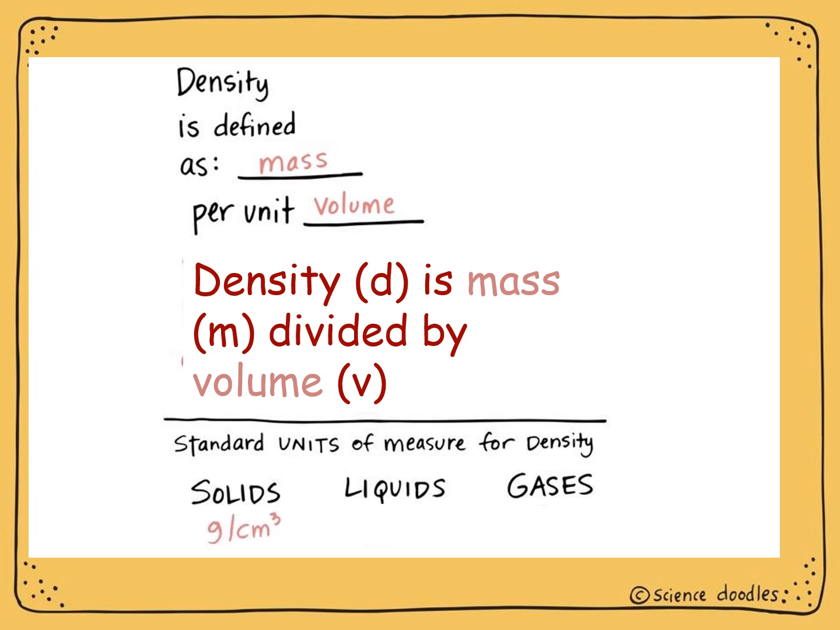Solids are always represented with grams over cubic centimeters. We can't pour a solid into a graduated cylinder to measure it. We have to find the volume a different way. Thus, it is represented in a different way. Volume of a solid object is always cubic centimeters. So density will always be grams over cubic centimeters. Liquids and gas, on the other hand, are both grams per milliliter.